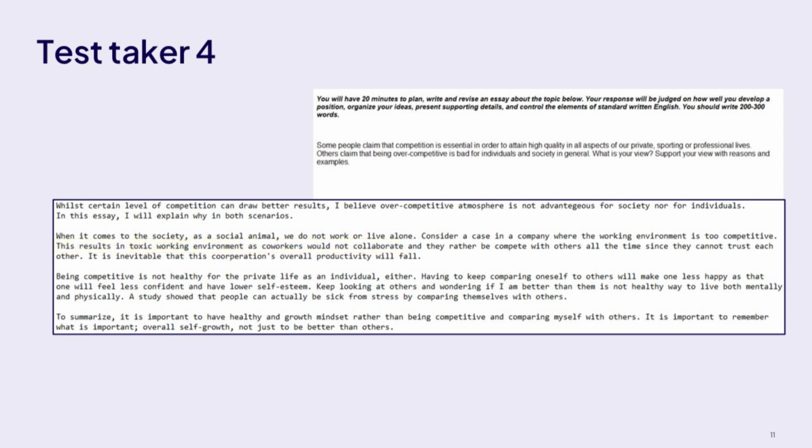The test taker regularly omits indefinite articles before noun phrases, such as a certain level of competition as well as an over-competitive atmosphere. But in general, these errors do not prevent their points from being easily understood. The essay is structured logically, and the test taker demonstrates the ability to develop their argument with supporting points.